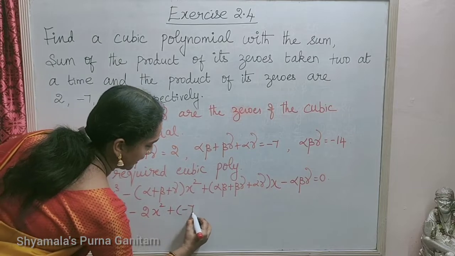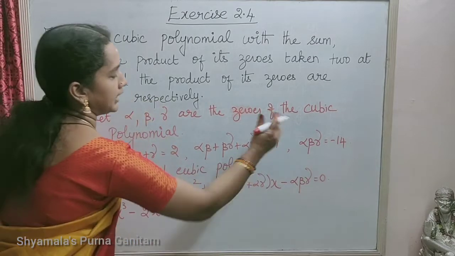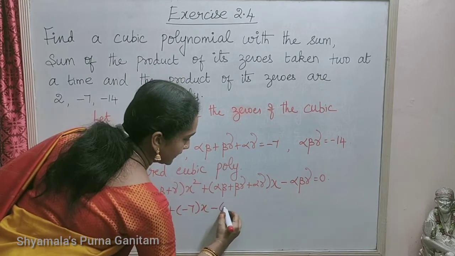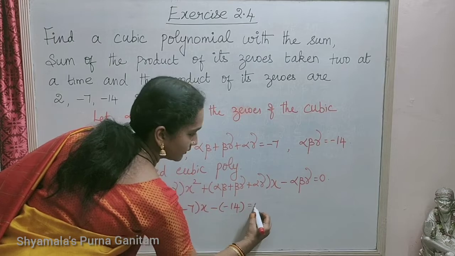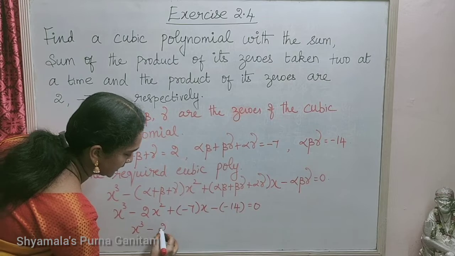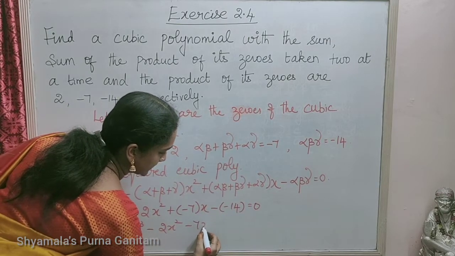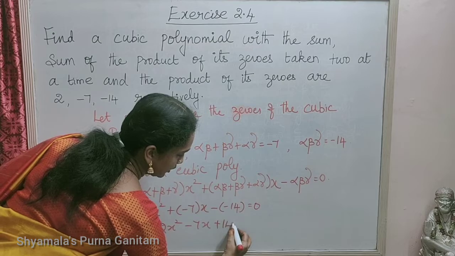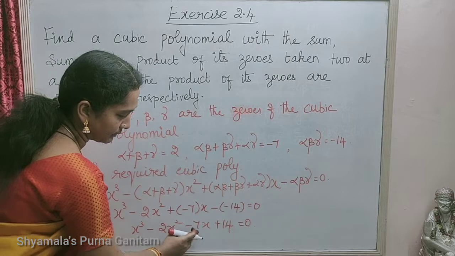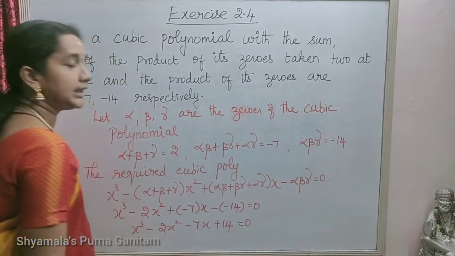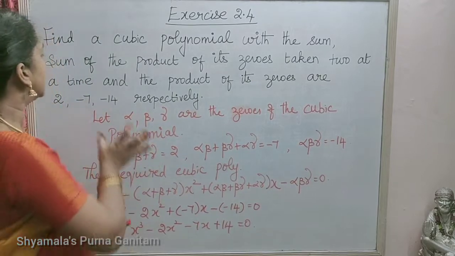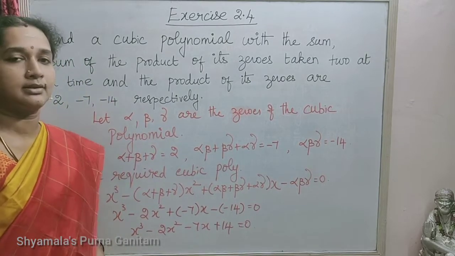So plus minus 7 into x. Then the product of the zeros, that is given as, already minus is there, minus 14 is given. Now when you simplify this, you will get x cube minus 2x squared minus 7x, minus into minus plus 14 is equal to 0. So x cube minus 2x squared minus 7x plus 14 is equal to 0. So this is the required cubic polynomial for the given zeros.